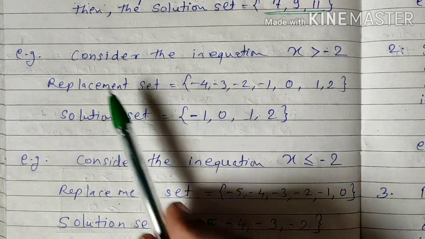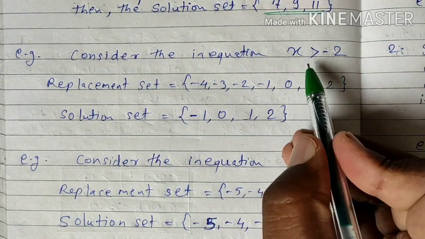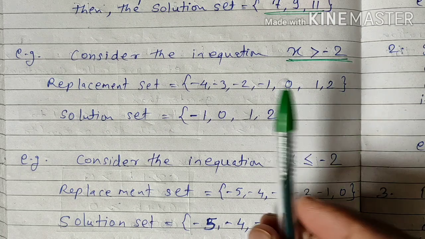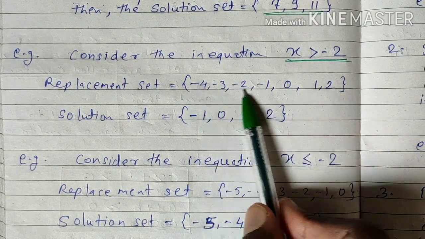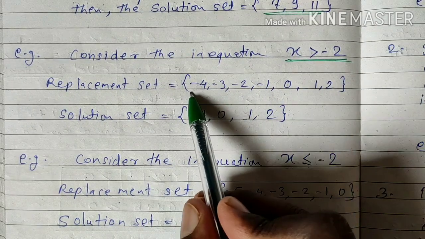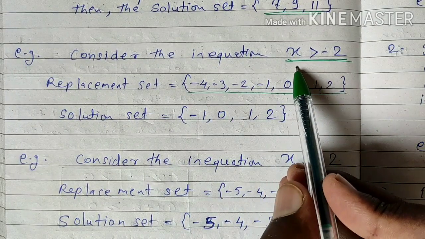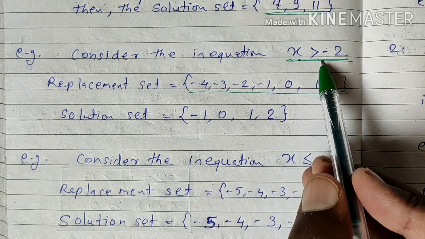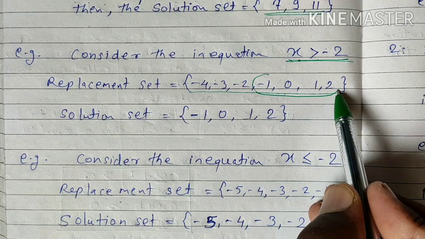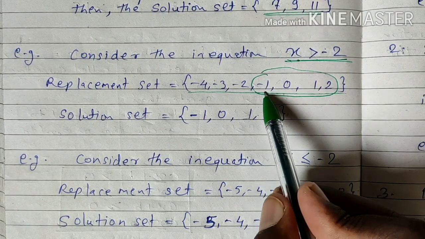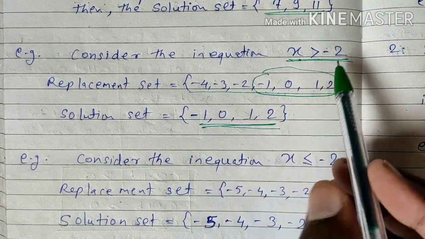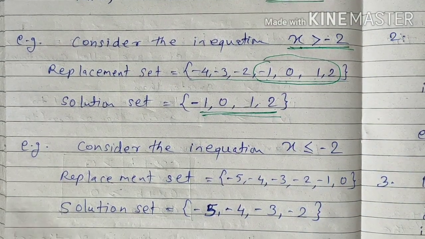Another example, consider the inequation x is greater than minus 2, and this is the replacement set which will be given in the question. This is the replacement set. Now from this we have to select those elements which are greater than minus 2. So greater than minus 2 are these elements: minus 1, 0, 1 and 2. So this is the solution set. It is satisfying the condition.